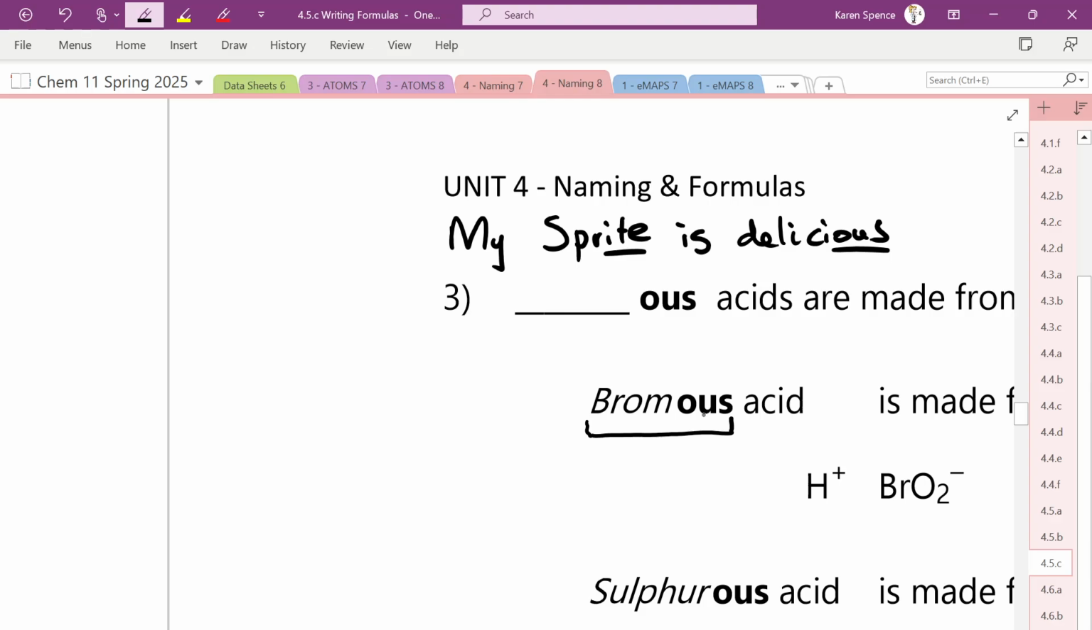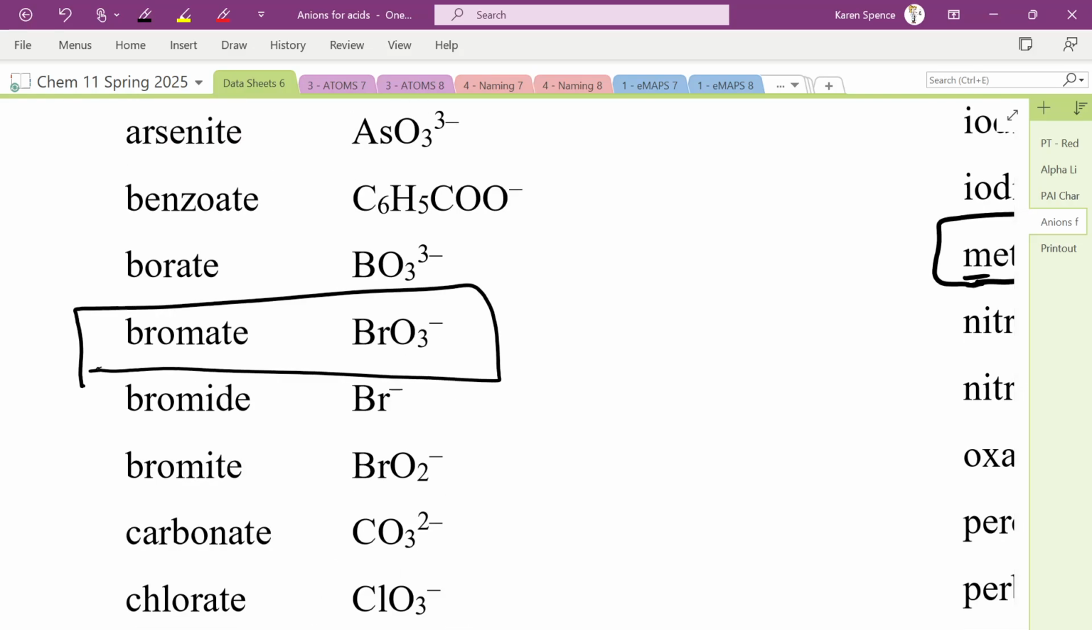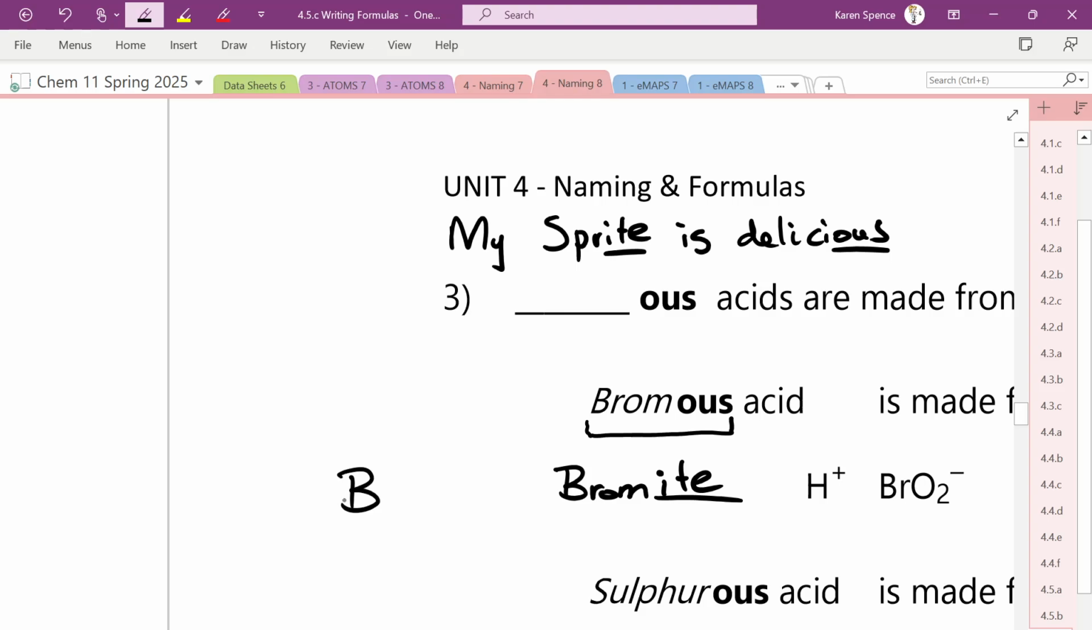So for our -ous, that's going to be brom. What's the ion ending? -ite, bromite. And you're like, okay, I don't know what bromite is. Go back and look at my data sheet, bromite. Under B, we've got bromate, bromide, bromite. BrO2-. Okay, and that's going to go with H. And so that's going to become HBrO2.